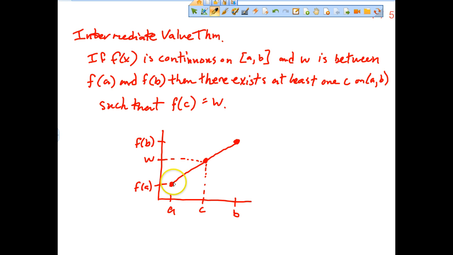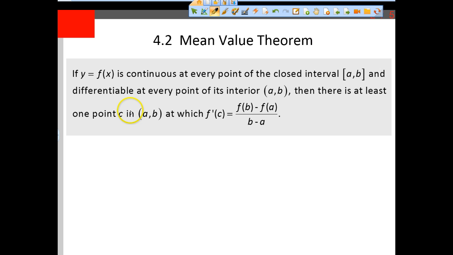Okay. Now, the basic result here is that if you have a continuous function, then you must pass through every y value in between f of a and f of b. This was the intermediate value theorem. So you have seen this before. I just want to make sure we review that. Now, the intermediate value theorem leads us right into the mean value theorem. So let's read the mean value theorem.